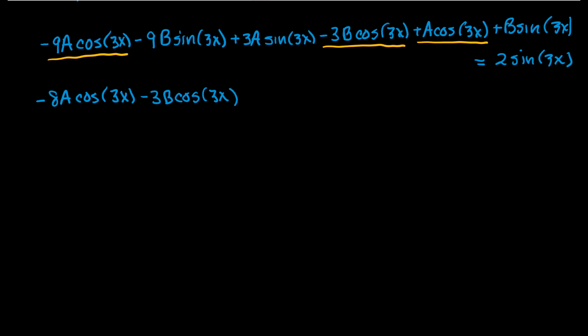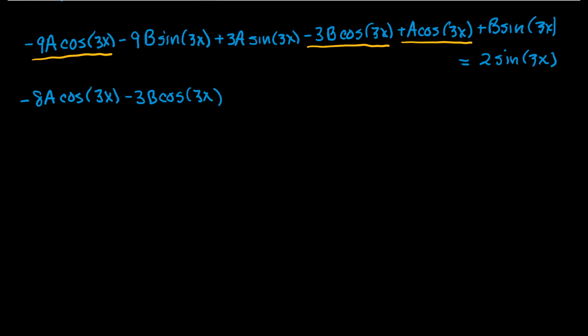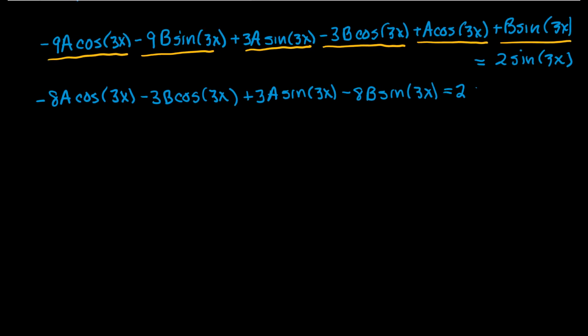The next thing I'm going to be looking for is a times the sine of 3x. Well, here's a 3a sine of 3x, and I'm not seeing any other a times the sine of 3x. So this is going to be plus 3a sine of 3x. And the last thing I'm going to be looking for here is b times the sine. Well, here's a negative 9 of them. Plus 1 of them is going to give us a negative 8 times b sine of 3x is equal to 2 times the sine of 3x.